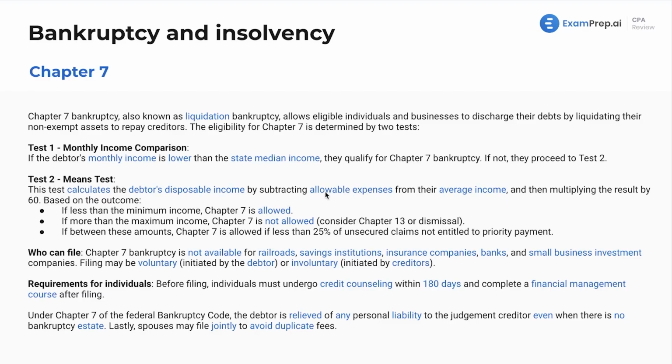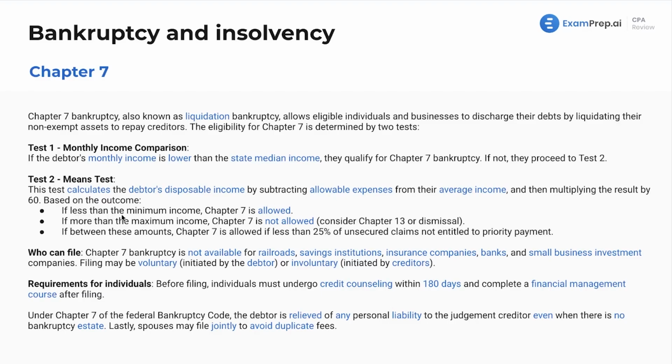And what are we talking about here? Allowable expenses. This is going to be a normal amount of rent, right? A normal amount of gas, normal amount of groceries, expenses that are allowable, whereas your payments on a new pool or expensive, lavish dinner parties, those are not going to be allowable expenses.